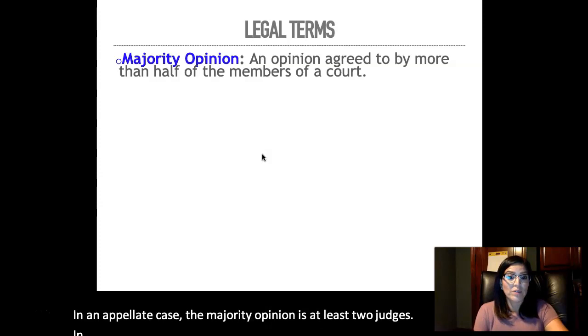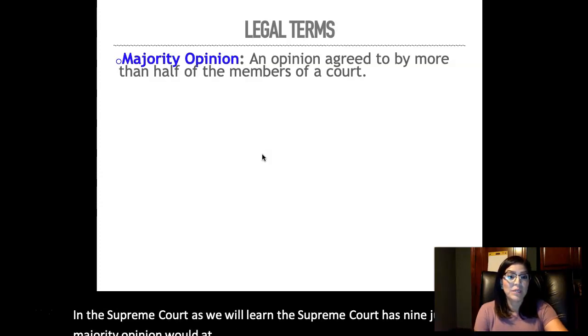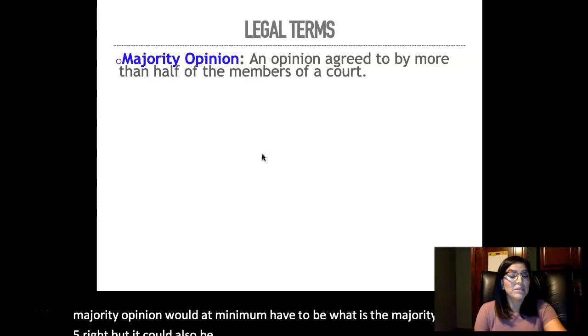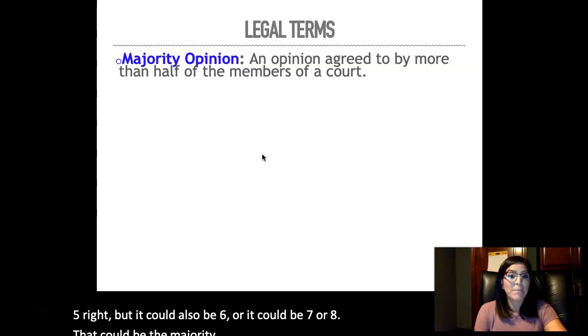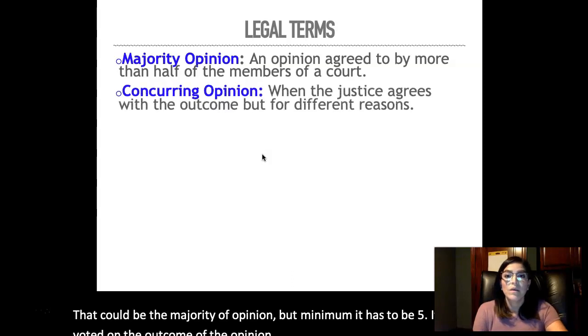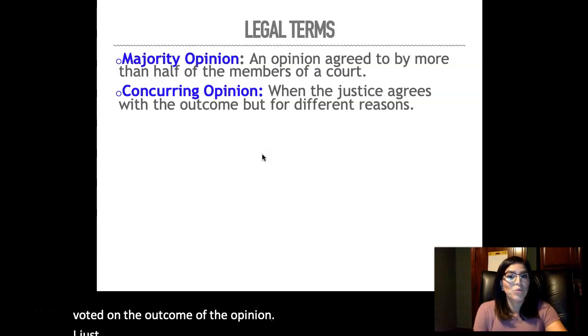In the Supreme Court, as we will learn, the Supreme Court has 9 justices. The majority opinion would at minimum have to be, what is the majority of 9? 5, right? But it could also be 6, or it could be 7 or 8. That could be the majority opinion, but minimum, it has to be 5 if 9 judges voted on the outcome of the opinion. I just mentioned concurring opinion, so we'll repeat it again. When the justice agrees with the outcome, but for different reasons.